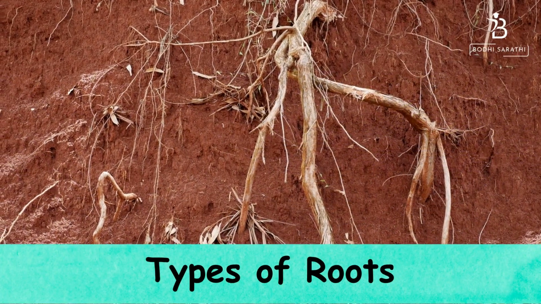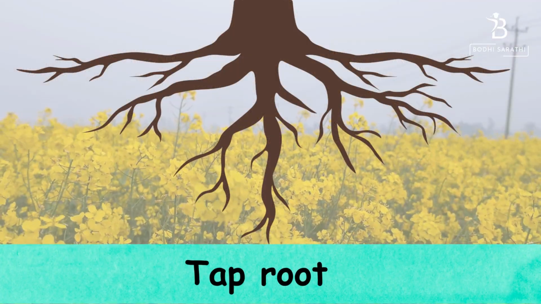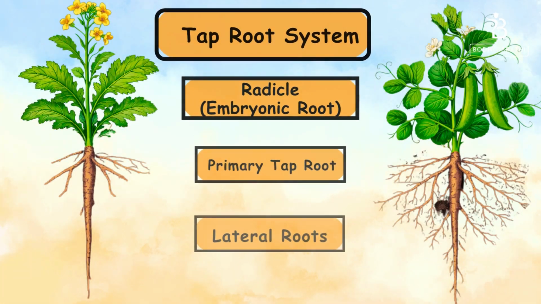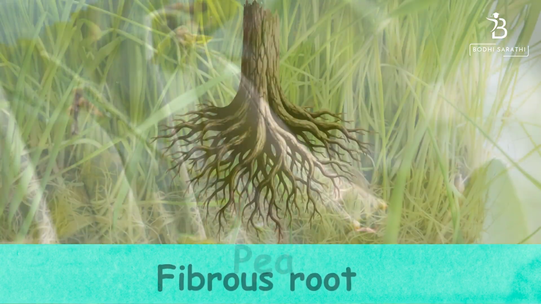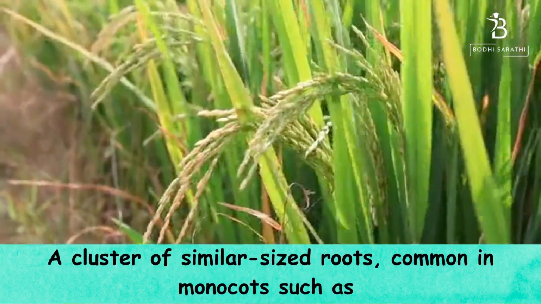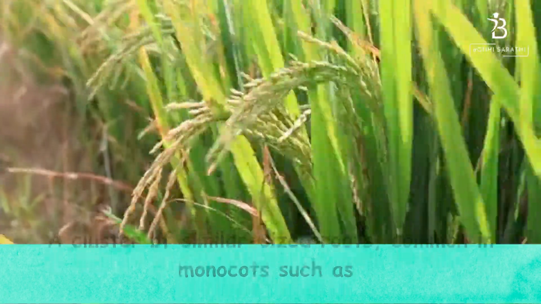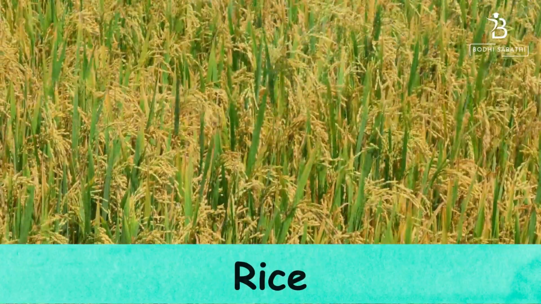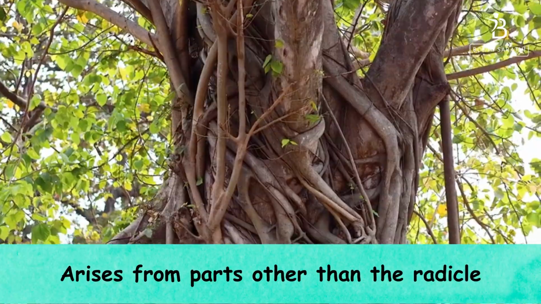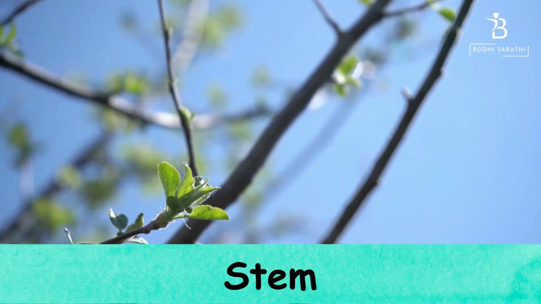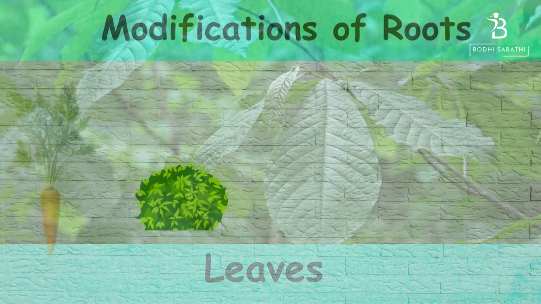Types of roots. Taproot. Develops from the radicle and is common in dicots such as mustard and pea. Fibrous root. A cluster of similar-sized roots common in monocots such as wheat and rice. Adventitious root. Arises from parts other than the radicle such as stem or leaves.